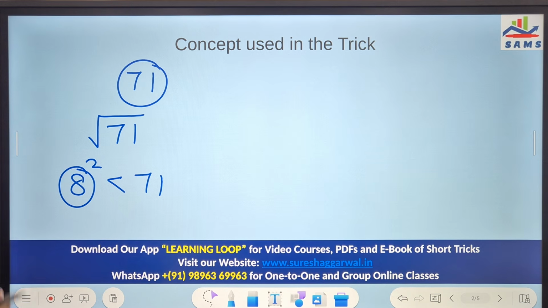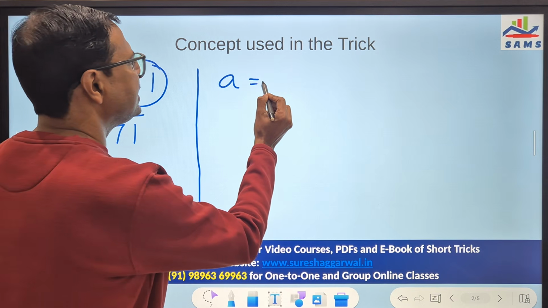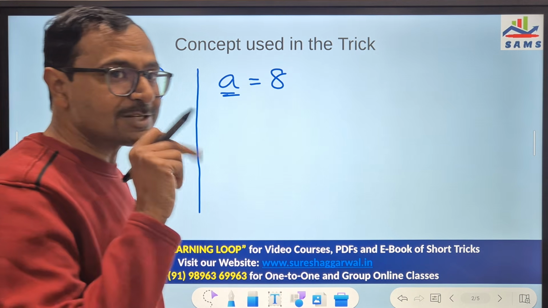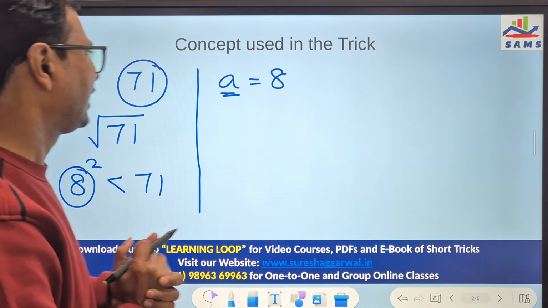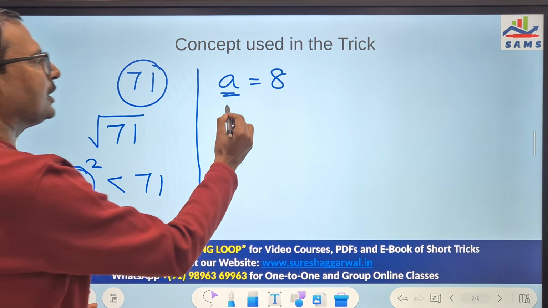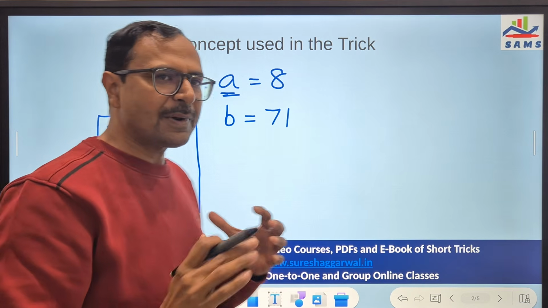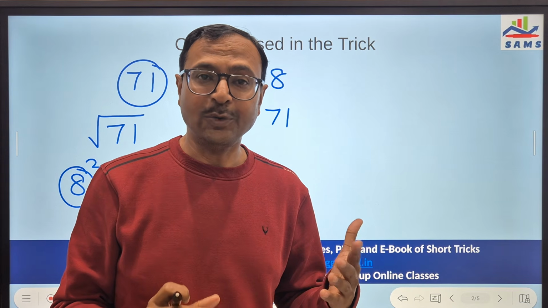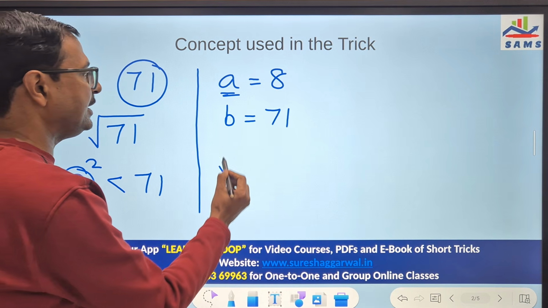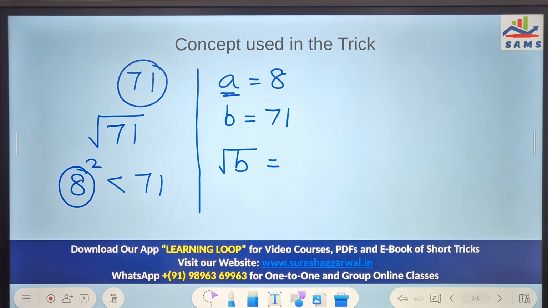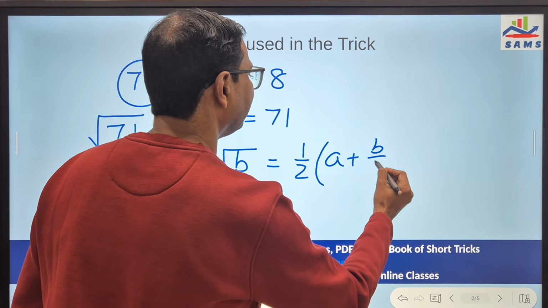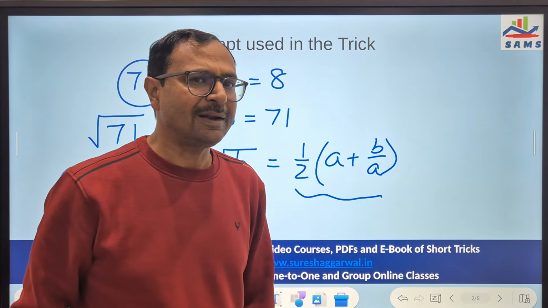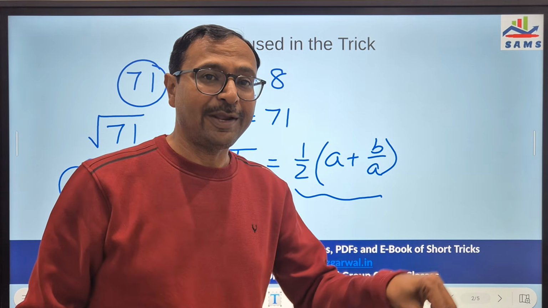So this 8 is one of the numbers which I wanted, and let me call this value 8 as small a. So what is small a? A is the nearest perfect square number's root. Now this number itself, 71, let me call this as b, and you will be surprised to find out yourself that the square root of b will be half of a plus b upon a. Now, a bit of binomial theorem is used there, but half of a plus b upon a will fetch you the approximate square root.